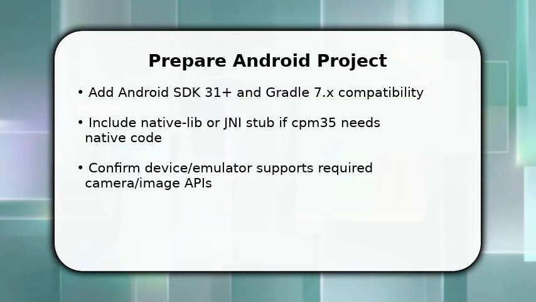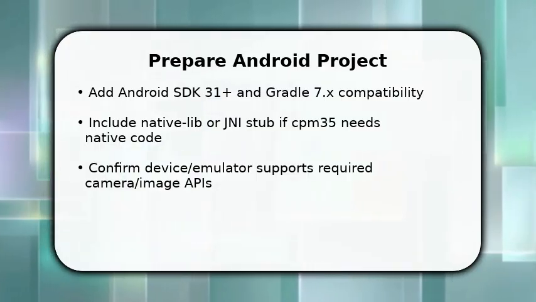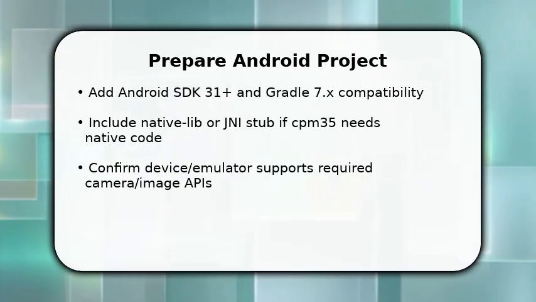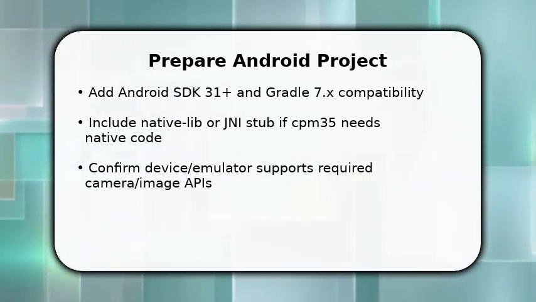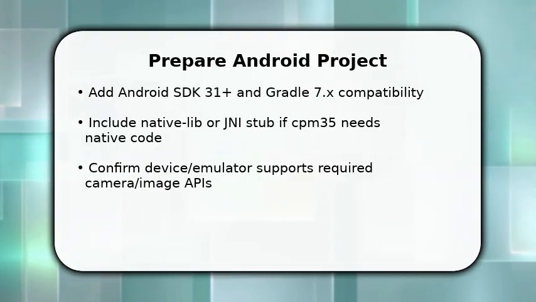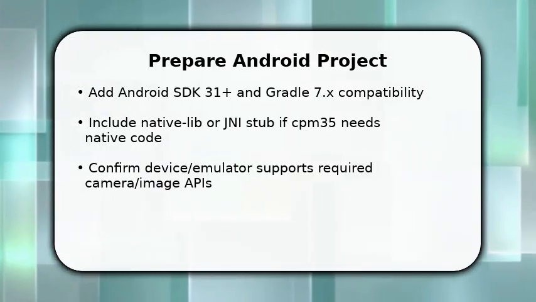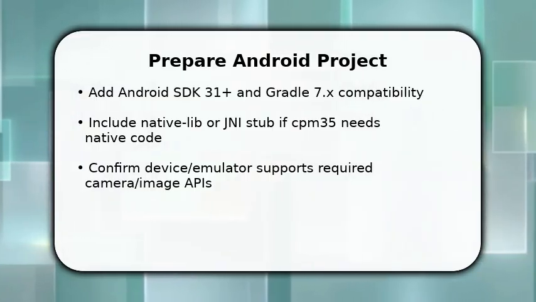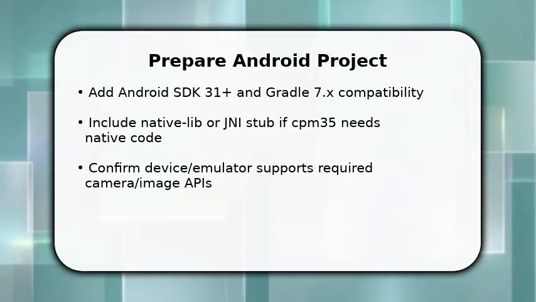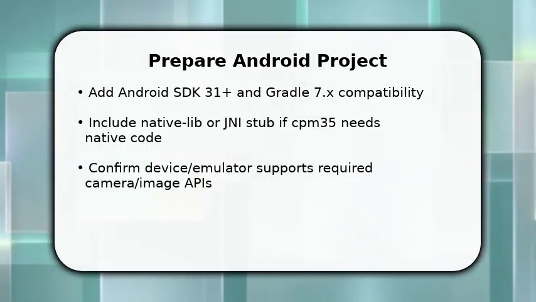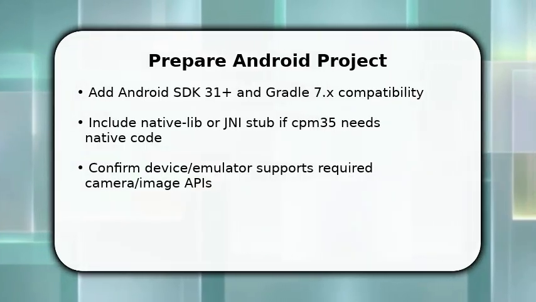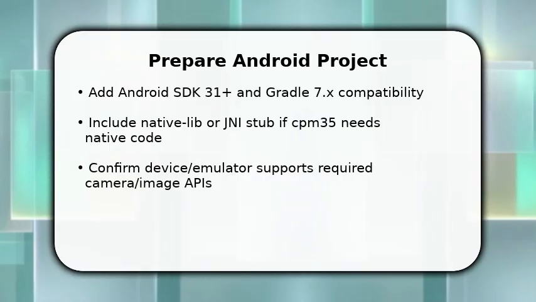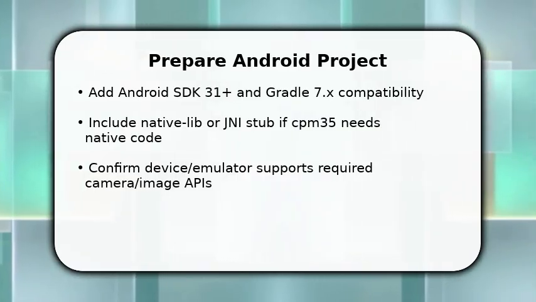You begin by adding the essentials so you can apply the Cpm35 filter immediately. Open your Android Studio project, update Gradle and SDK to supported versions, and add any native modules if the filter requires JNI. Once done, include the Cpm35 dependency or source file in your app module and grant camera and storage permissions. Make sure to target the proper ABI and enable debug logs so you can verify the filter loads. This prepares the build and runtime environment for the next steps.